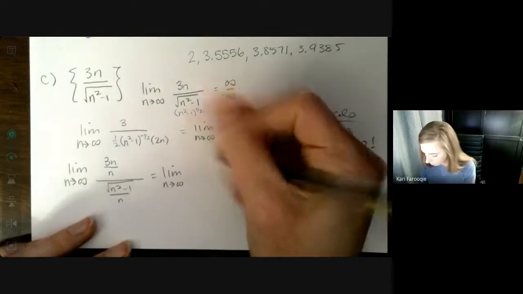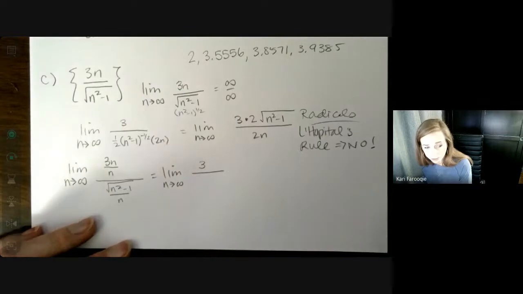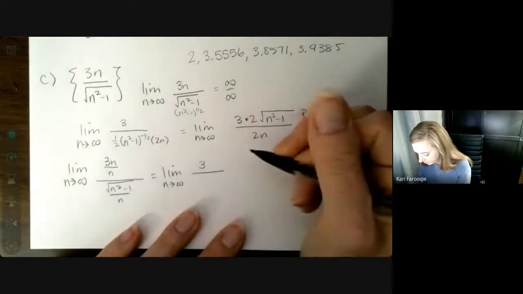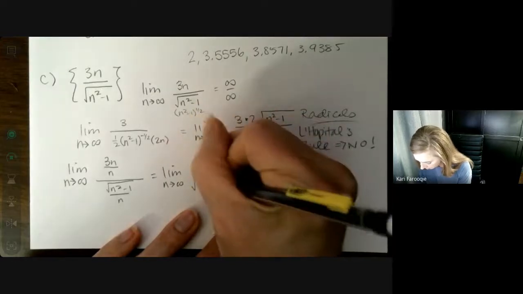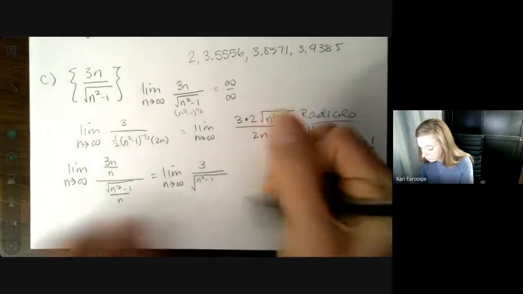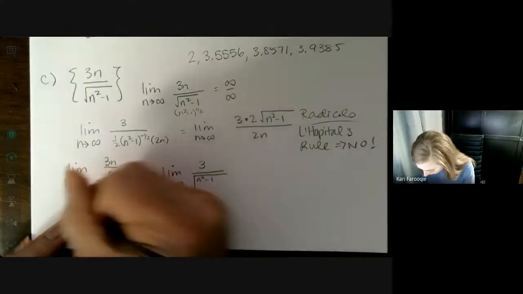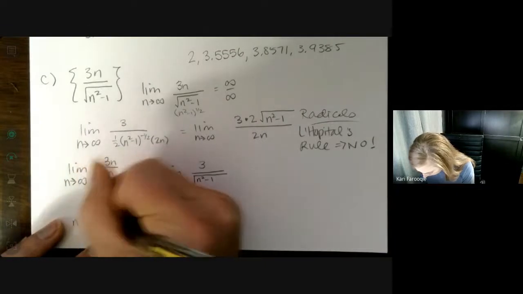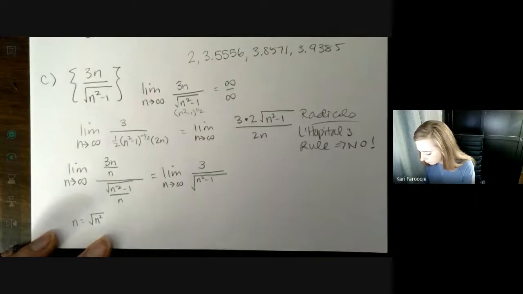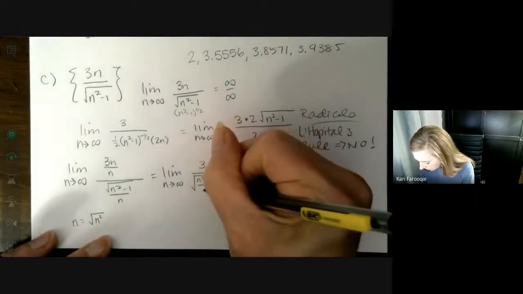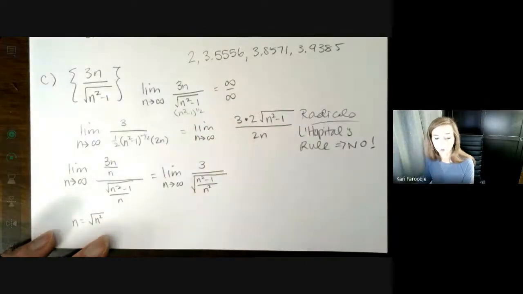So in the numerator, I'm going to get 3. And the denominator, I'm going to write this as the square root of n squared minus 1. And then we can rewrite n as the square root of n squared. Right? It's like the square root and the square sort of cancel each other out. So if I rewrite the n inside the radical, then I need to apply an exponent of 2 on it.